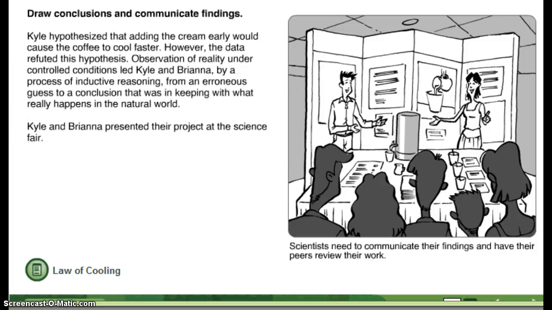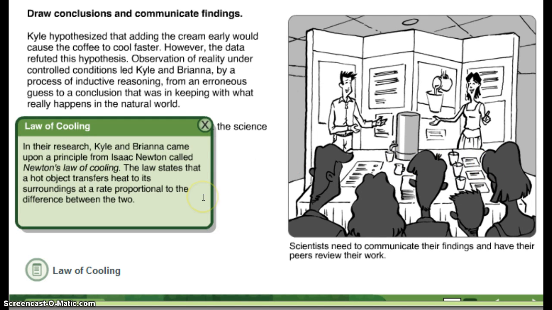Kyle and Brianna presented their project at the science fair. In their research, Kyle and Brianna came upon a principle from Isaac Newton called Newton's law of cooling. The law states that a hot object transfers heat to its surrounding at a rate proportional to the difference between the two. So it makes a difference if one's 100 degrees and the other one's 80 degrees versus if one's 100 degrees and the other one is 0 degrees.